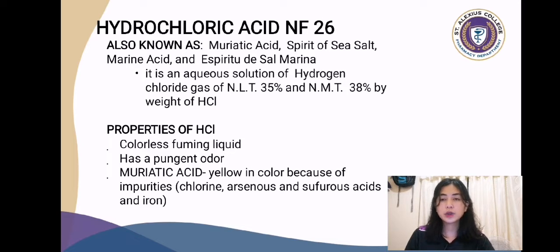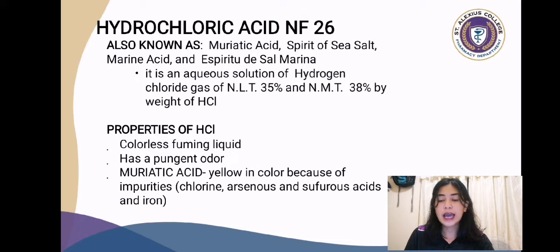It is an aqueous solution of hydrogen chloride gas of not less than 35% and not more than 38% weight of hydrochloric acid. Hydrochloric acid has the properties of a colorless fuming liquid and has a pungent odor. Nevertheless, a non-fuming solution can be prepared by diluting with 2 volumes of water. It is more highly ionized than most other strong acids and attacks many metals with evolution of hydrogen.